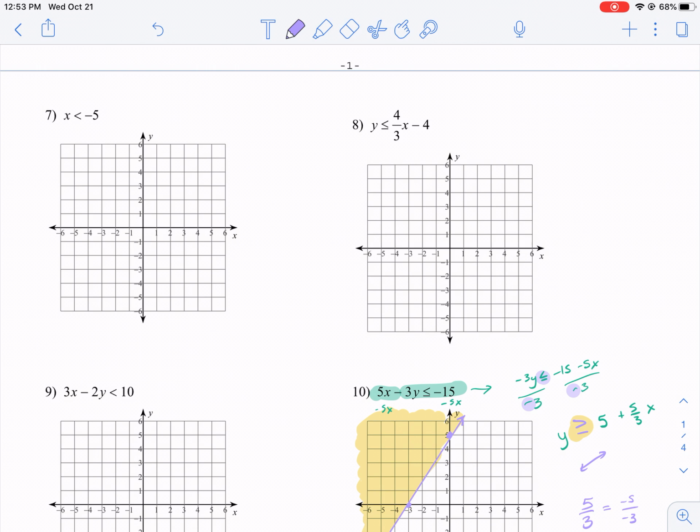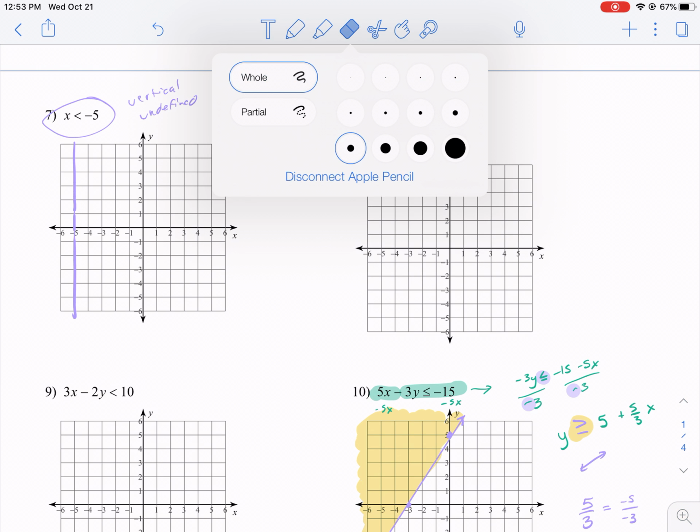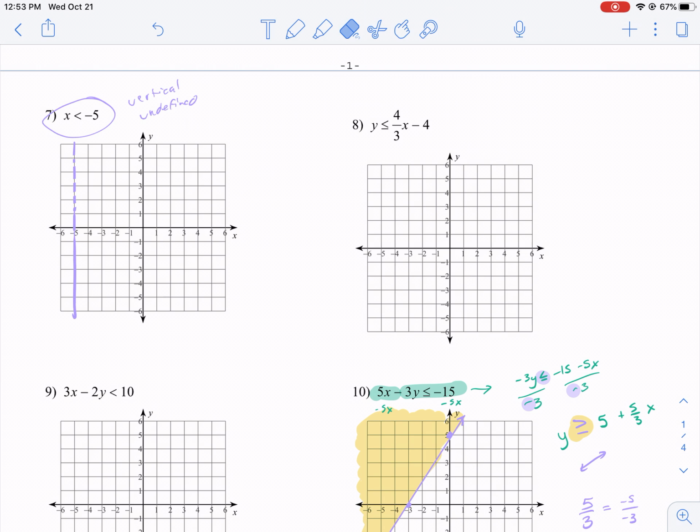One more tip, this is a vertical line here with an undefined slope, so just keep that in mind. Actually, we should do this one real fast. So our vertical line is going to look like this, but it's a less than, not equal to, so we need to make it a dotted line. Okay, so this is a dotted line.